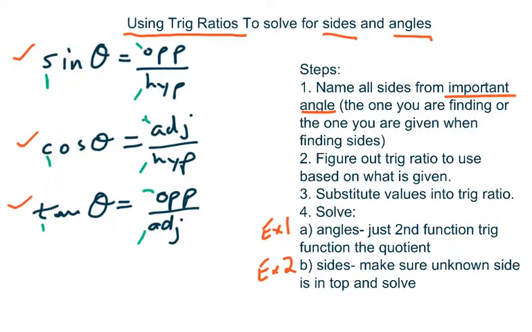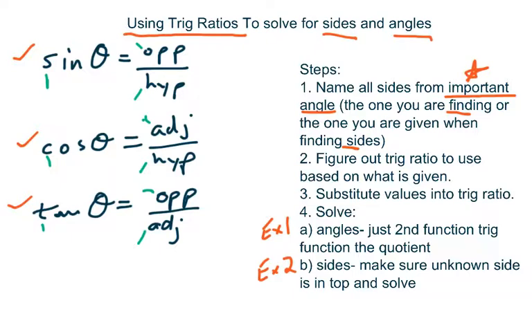So step 1 is you're going to name all the sides, either opposite, adjacent, or hypotenuse, from the important angle. Now I call the important angle either the one that you're trying to find, or the one you're given when you're trying to find a side. So if I'm looking for an angle, that's what I call the important angle. If I'm looking for a side, whatever angle's in the question, ignoring angle C or the right angle because you can never use that one, but whatever angle's in the question, that's my important angle at that time.